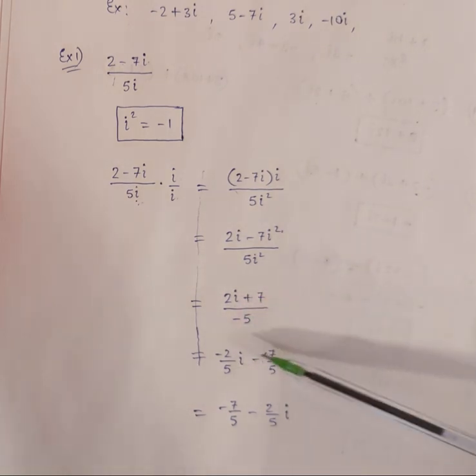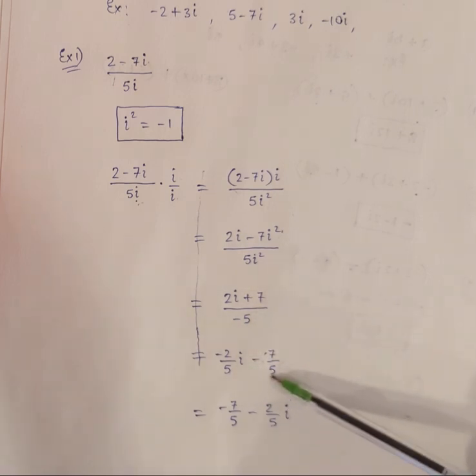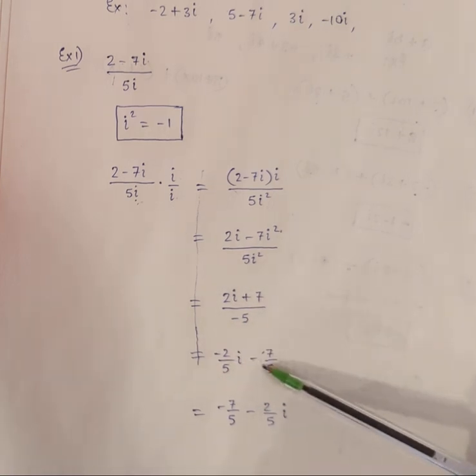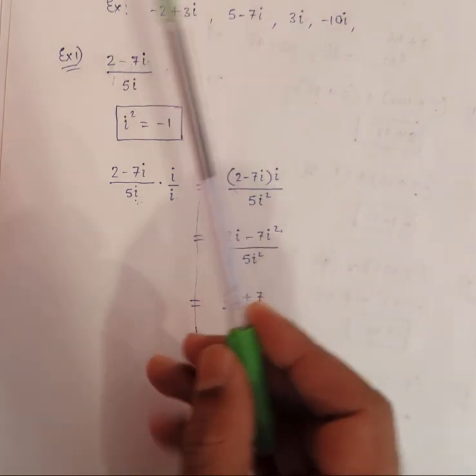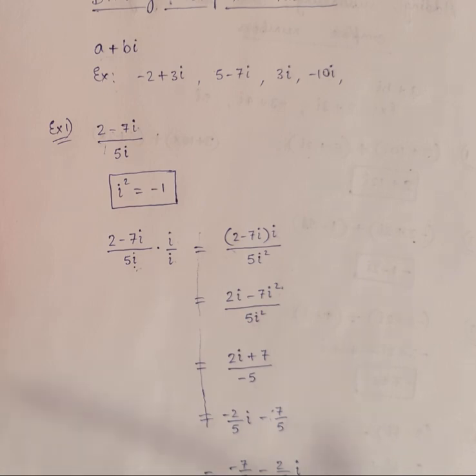And then just rearrange. So you're dividing by -5, and at first you would get this, but if you want to write in the a plus bi form, like here, you would rearrange.